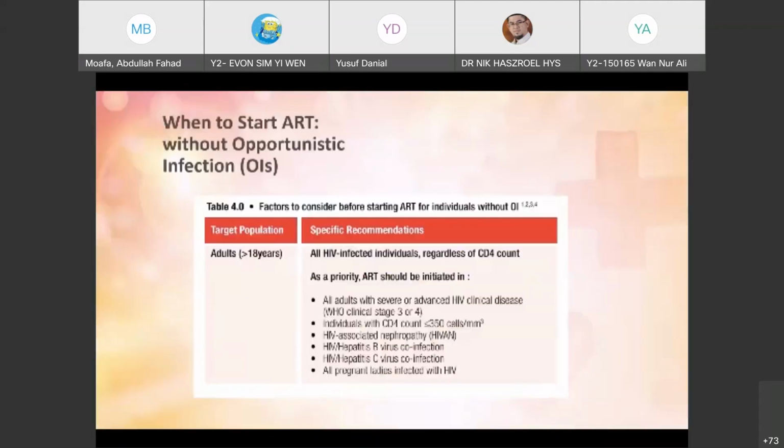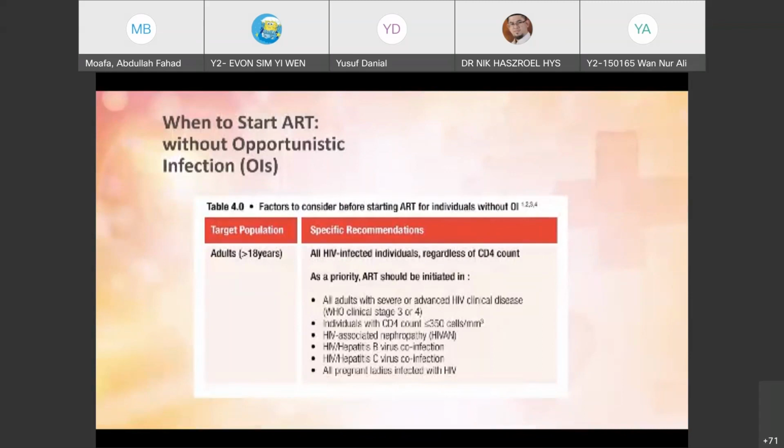Next, we have to know the factors to consider before initiating antiretroviral therapy. ART is recommended for all HIV-infected individuals, regardless of CD4 count, to reduce the morbidity and mortality associated with HIV infection. It is also to prevent HIV transmission. So the summary of recommendations for individuals without opportunistic infection is shown in table 4.0 below. All HIV patients above 18 years old are recommended to start ART regardless of the CD4 count.